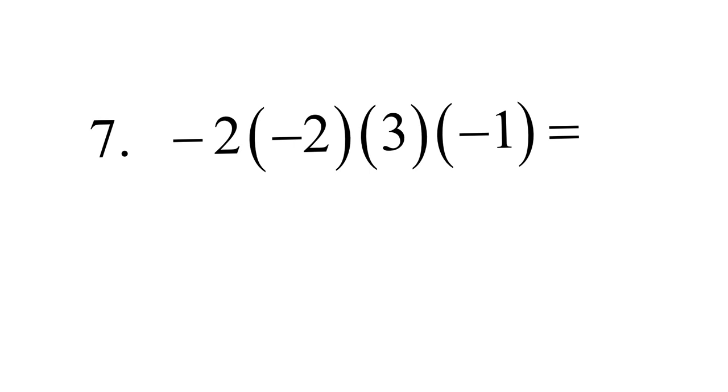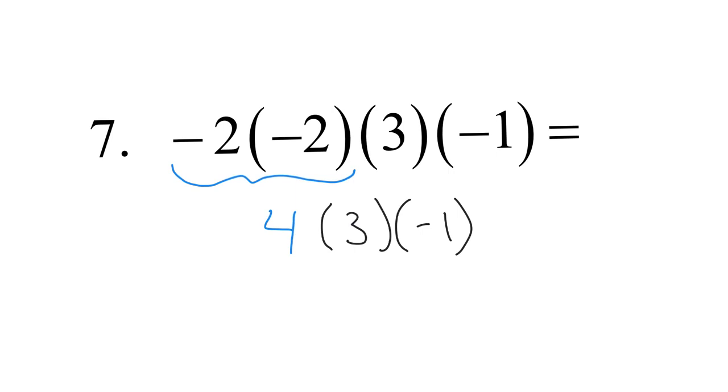So let's multiply the first 2 integers from left to right. When you multiply these 2 right here, you have a negative times a negative. They have the same sign, so it's going to be a positive 4. Let me write down positive 4 right here. And I'm going to bring down the 3 in parentheses, and the negative 1 in parentheses. Okay? Now I'm going to multiply the next first 2 numbers.